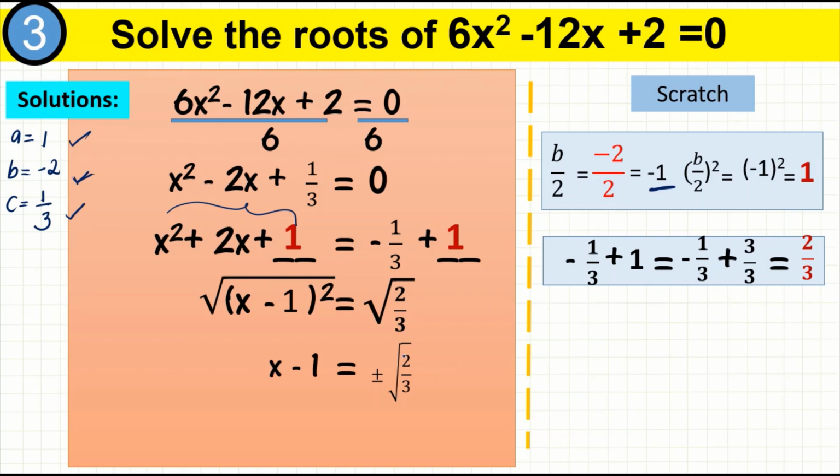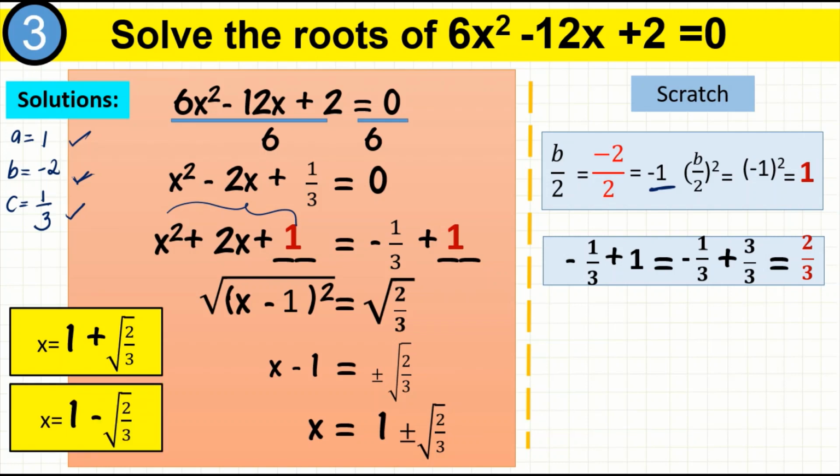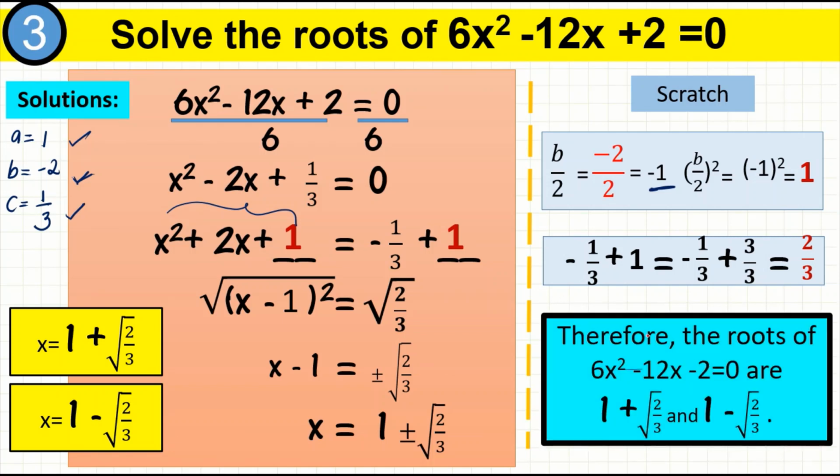And hindi na natin kaya simplify ang square root of 2 as well as square root of 3. So, since hindi na kaya yan i-simplify, ilipat na natin agad si 1. So, x is equal to 1 positive and negative square root of 2 over 3. Okay, so we cannot add also a whole number to the radical expression. So, therefore, ang makukuha nating roots ay yung isang plus at yung isa ay minus. Therefore, the roots of 6x squared minus 12x minus 2 equals 0 are 1 plus square root of 2 over 3 and 1 minus square root of 2 over 3.